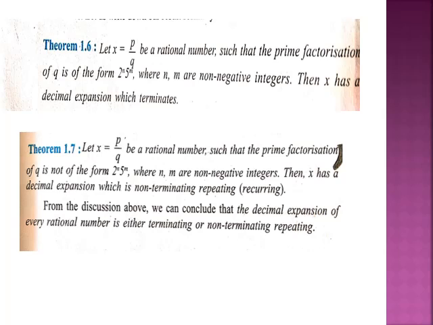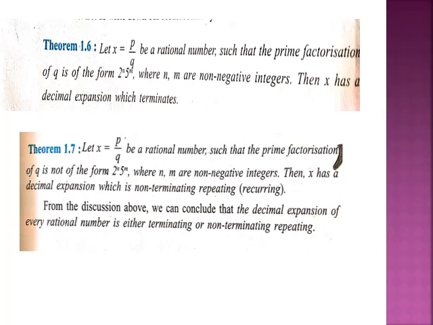Theorem 1.6 says: let x equals p by q be a rational number such that the prime factorization of q is of the form 2 raised to n into 5 raised to m, where n and m are non-negative integers. Then x has a decimal expansion which terminates. It means if the denominator has factors only of the form 2 raised to n and 5 raised to m, then the decimal expansion is terminating.